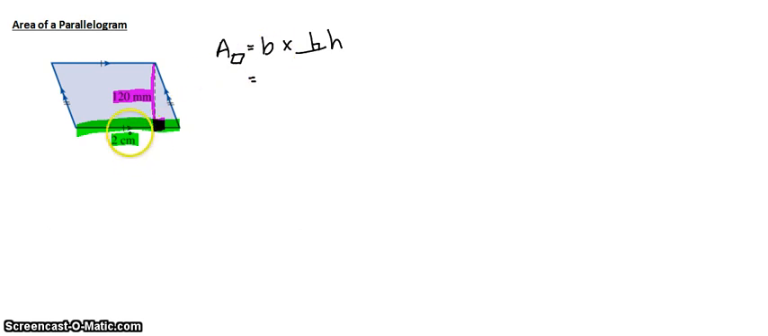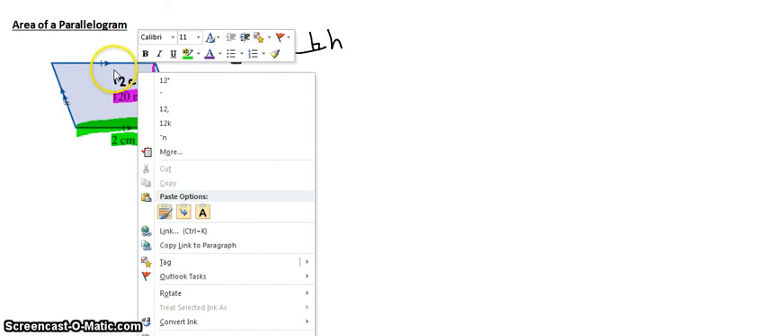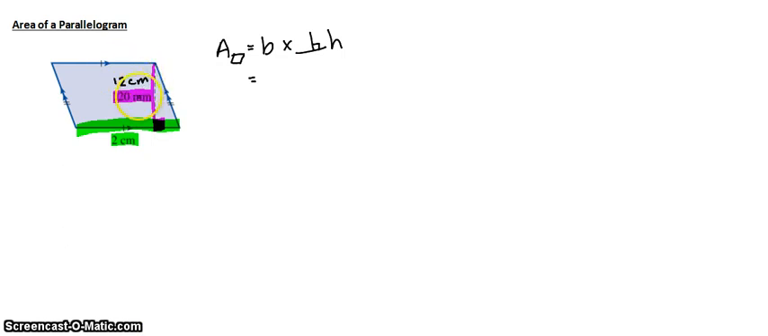So the base in this shape, now notice the units are different again. We've got millimetres and centimetres. So we need to make sure we turn one of these units into the same as the other. So 120 millimetres is the same as 12 centimetres because there are 10 millimetres in a centimetre. So if there are 120 millimetres, there must be 12 centimetres.